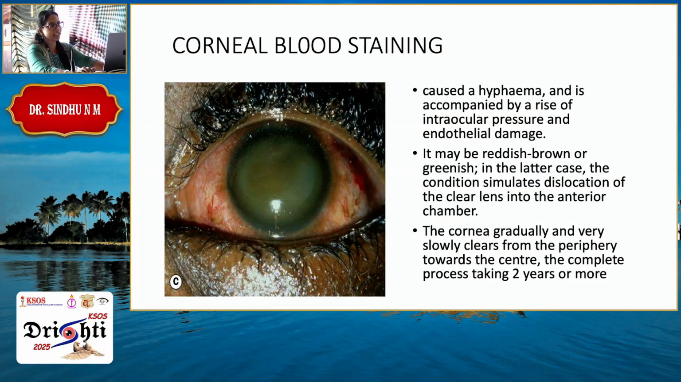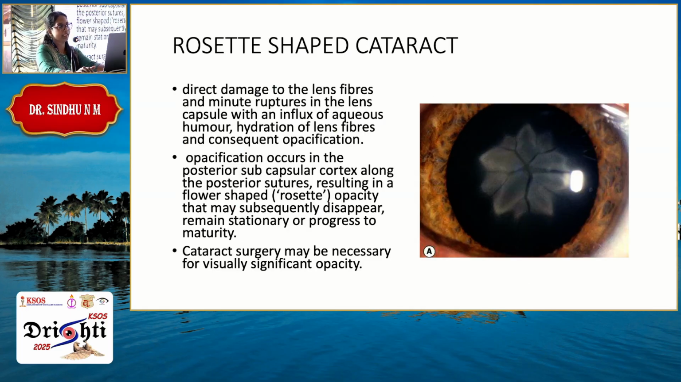Corneal blood staining is accompanied by a hyphema with increased intraocular pressure and endothelial damage. It has a reddish brown or greenish color which simulates a dislocation of the lens as a clinical presentation. It takes 2 years for clearing.